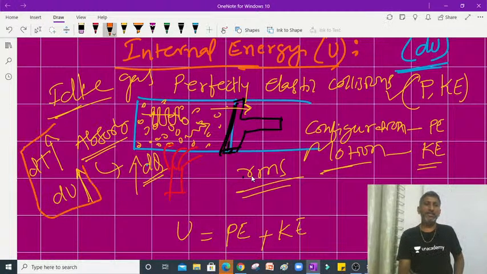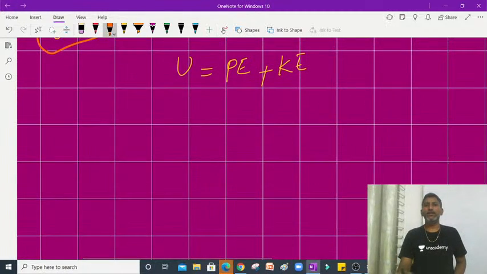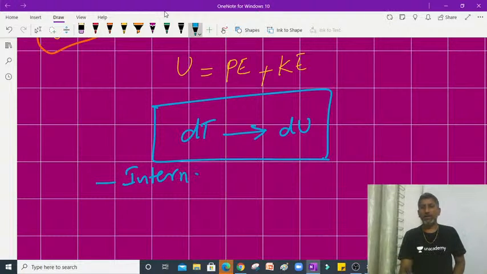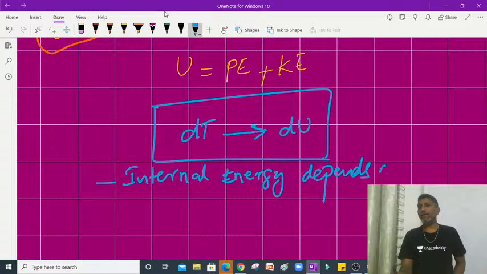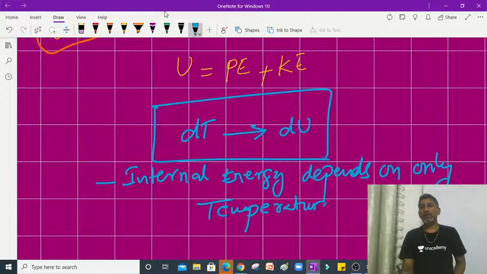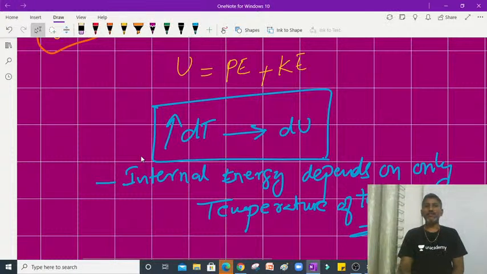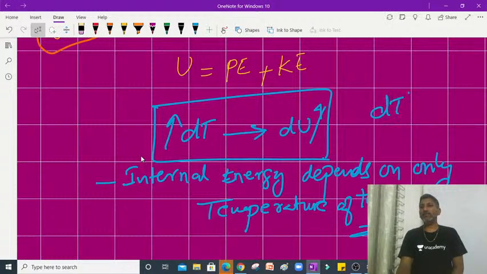So from this, what I am going to conclude here is, temperature change decides the internal energy change. Internal energy depends only on the temperature of the gas or system, I can say temperature of the gas. Remember, as the temperature of the gas increases, internal energy increases. As the temperature change decreases, internal energy change also decreases.